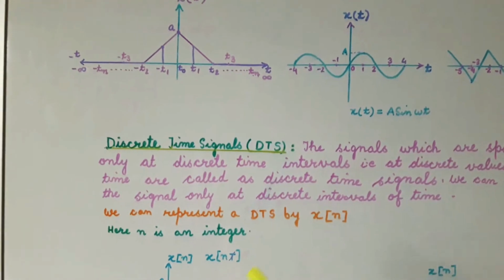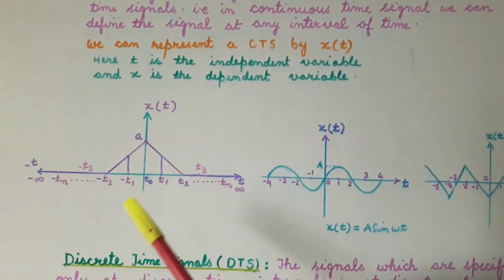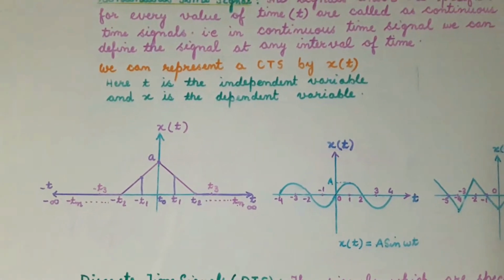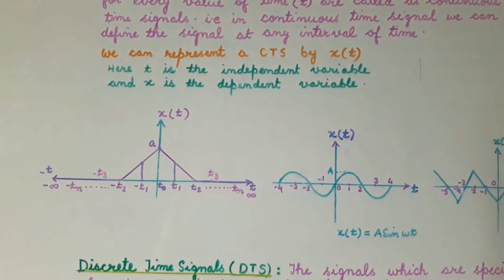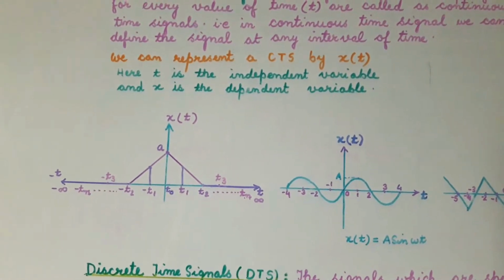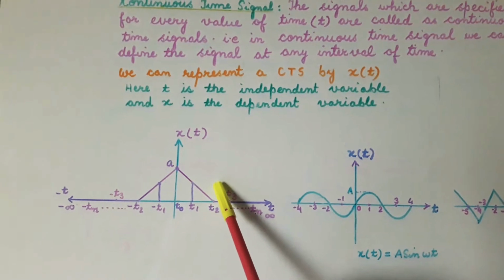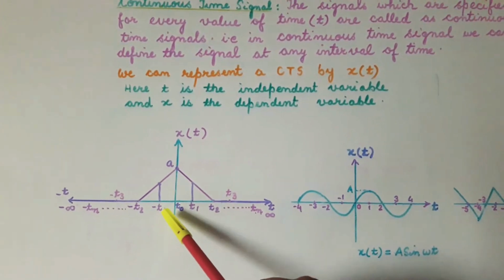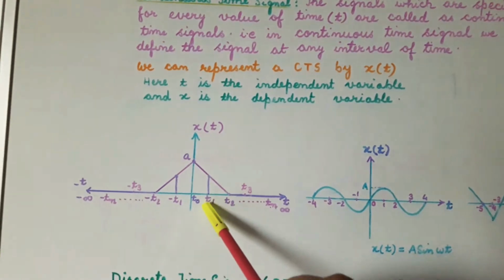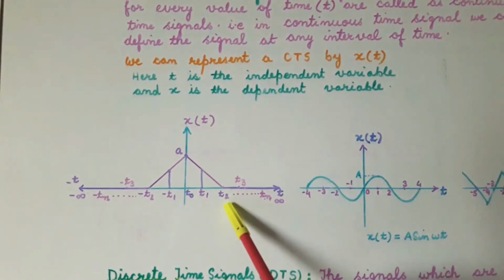Now we will plot the discrete time signal using the definition of the continuous time signal, and from the definition of discrete time interval we have seen that discrete time signal is specified at discrete time intervals. It is not specified for every value of time t, but it is specified only at discrete time intervals. Now let us say that this signal x(t) is specified at t0 and the value of this signal at t0 is a. It is also specified at t1 and the value of this signal at t1 is equal to this value. Similarly, it is also specified at t2 and the value of this signal at t2 is 0.